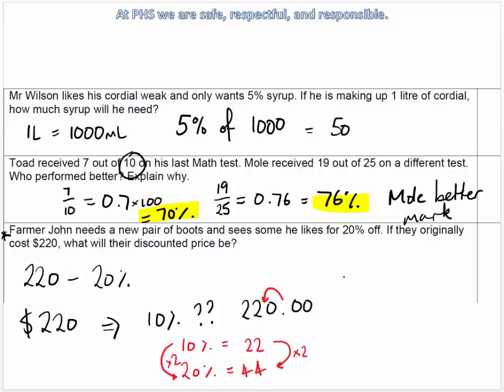All right, so I know what 20% is. That's the discount. So $44 is the discount. So we've got 220, and the shop owner is taking 20% or $44 off, which gives a new discounted price of $176. Okay, so a couple more.